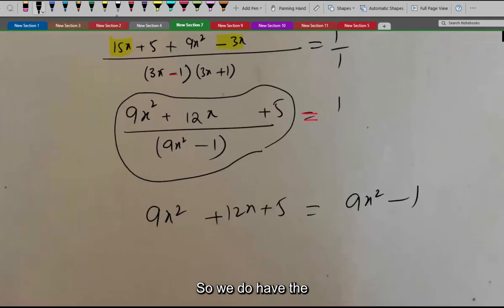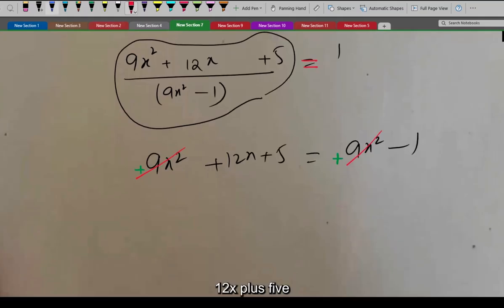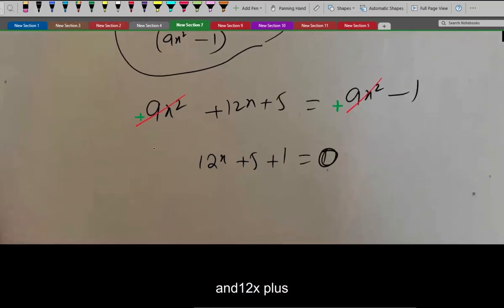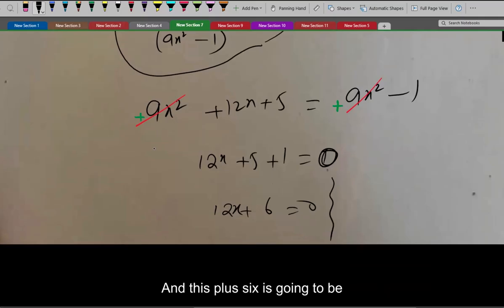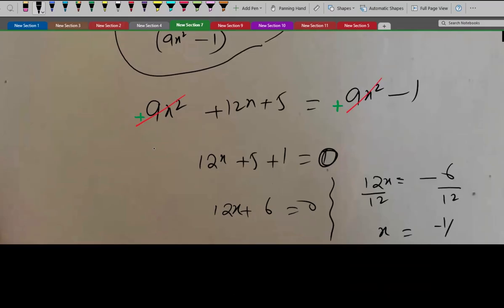Okay. So we do have the same signs here, but they are on opposite sides of the equality sign. So we're just gonna cancel them. So we are left with some basic thing: 12x plus 5 plus 1 equal to 0, and 12x plus 6 equal to 0, and this plus 6 is gonna be minus 6 on the other side of the equation. And if we just divide by 12, we are going to have x as minus 1 by 2. Okay.